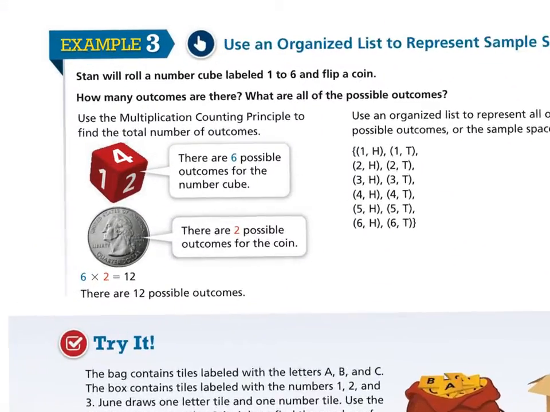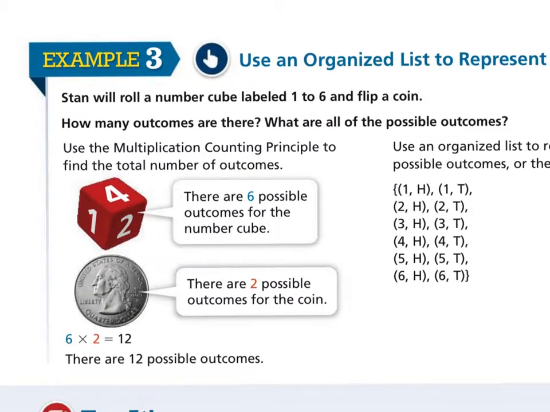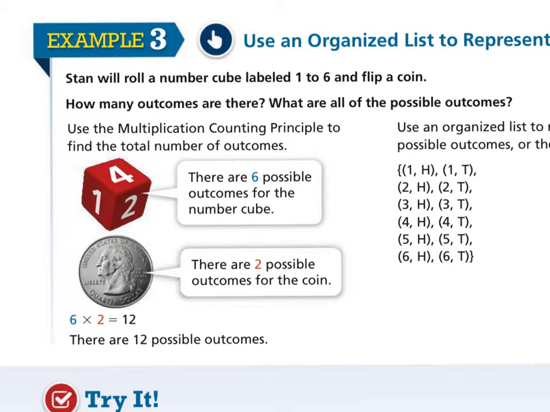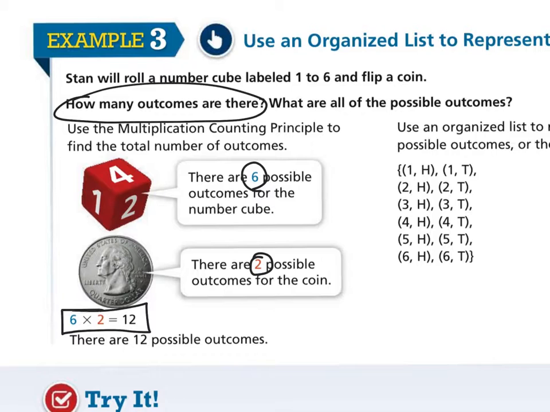Example 3, Stan will roll a number cube labeled 1 to 6 and flip a coin. How many outcomes are there? What are all the possible outcomes? If the question just was how many outcomes are there, we could use the fundamental counting principle, or multiplication counting principle. For the number cube we've got 6 options. For the coin we've got 2 options. So to find how many outcomes, we multiply. That's what they did here: 6 times 2, there are 12 possible outcomes.